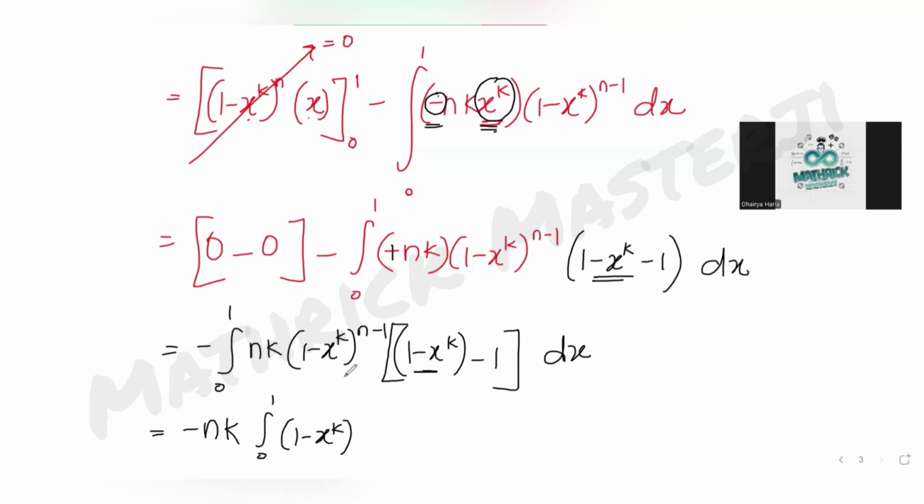If I multiply this and this, I get n minus 1, and here nothing is there, which means 1. So it's n minus 1 plus 1, which is n, minus this entire thing, which will become again 0 to 1, 1 minus x raised to k, n minus 1, dx. Now once I have this entire thing, let's try to solve this further.